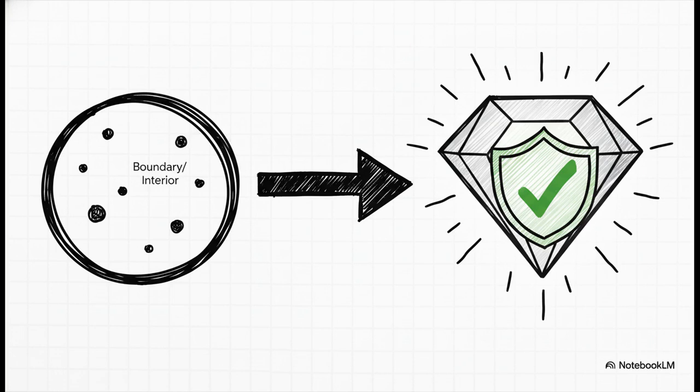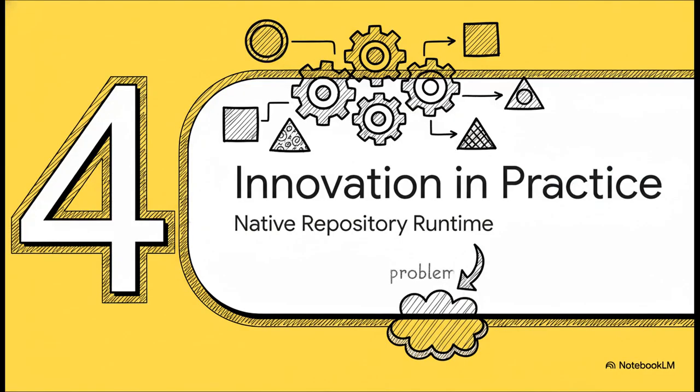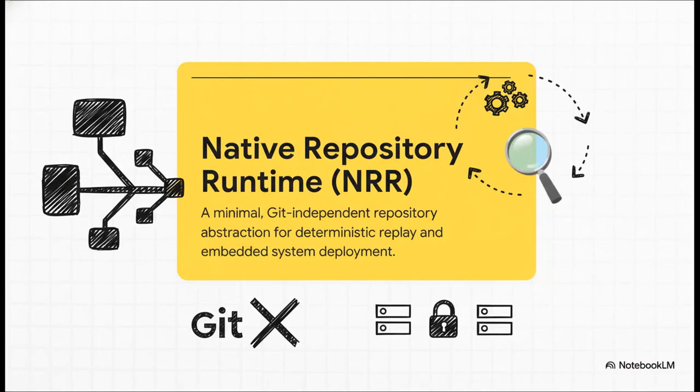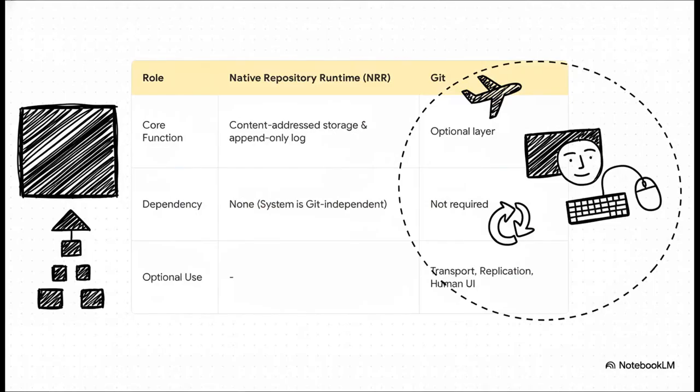Let's look at a perfect example of this in action. Let's get practical. Let's talk about something called the Native Repository Runtime, or NRR for short. This is a fantastic example of those BICF principles creating a real-world tool that solves some huge problems. So what is it? Well, think of the NRR as this super minimal, super clean repository abstraction. The 2 key phrases here are Git independent and deterministic replay. It's designed to give you all the core goodness of a content address system, but without locking you into a specific tool like Git.